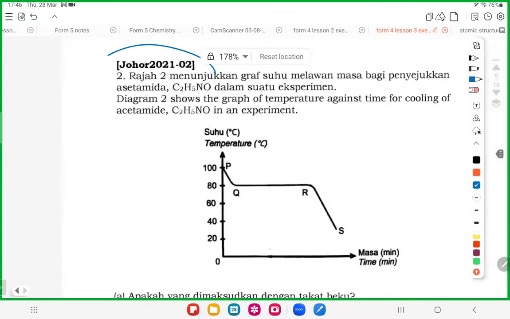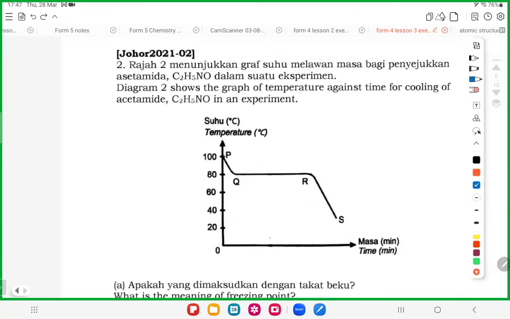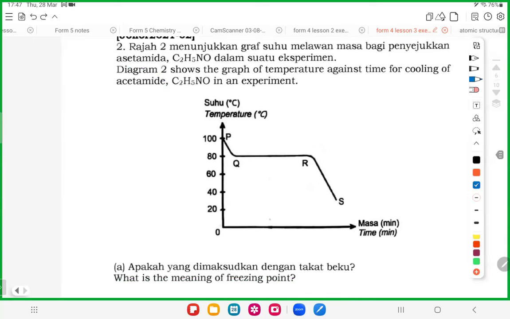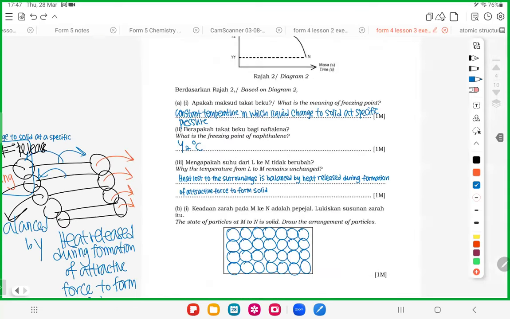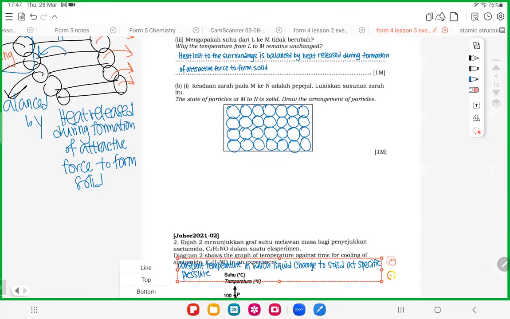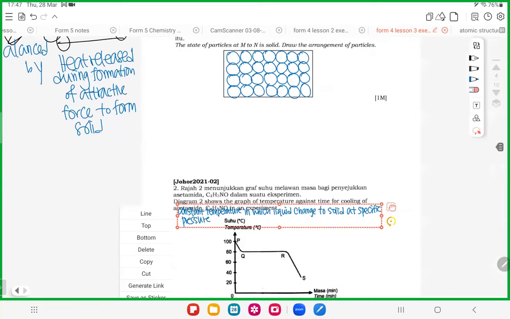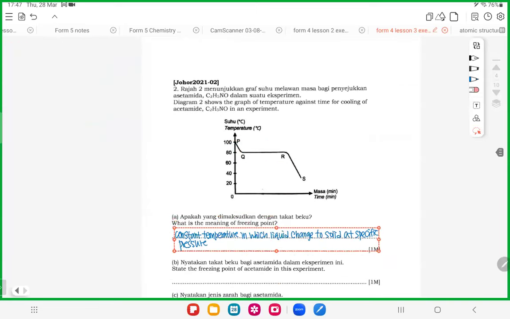This is another Johor question, but this is the earlier one. Just now, the question is Johor 2023. This question is coming from Johor 2021. So let's look at this picture. They say you have acetamide. You want to do the cooling process. So what do we mean by freezing point? Freezing point is a constant temperature in which liquid changes to solid at specific pressure. So don't forget, you need to write the pressure.